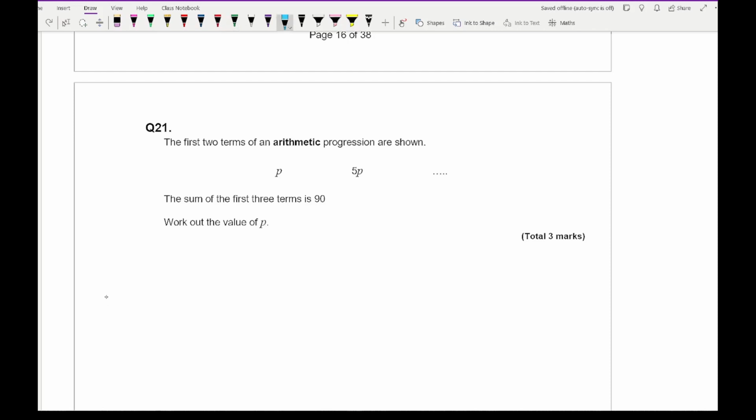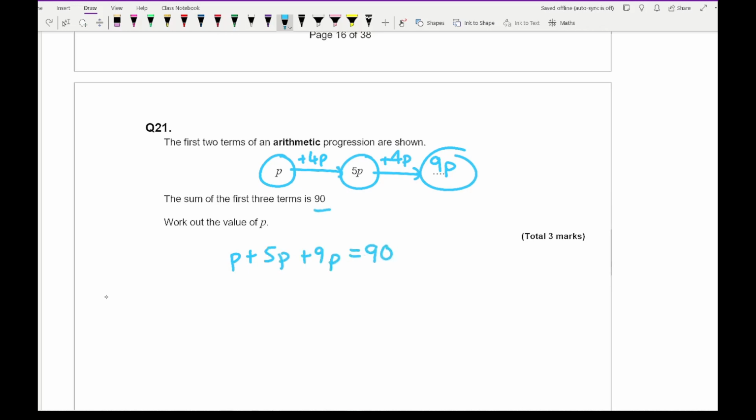Now with an arithmetic series, it's just a case of knowing how you get from one term to the next. Well, for this I need to add 4p. So if I add 4p to 5p, that's going to give me 9p. So my first three terms are those three. So p plus 5p plus 9p needs to add up to 90. I end up with 15p equals 90. So p equals 90 divided by 15. So p equals 6.